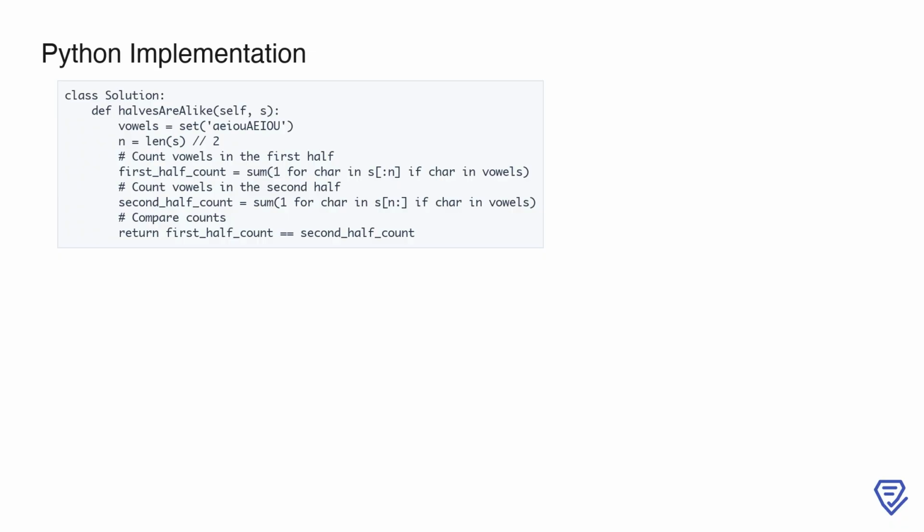3. We calculate the midpoint of the string s using len(s) // 2. This is possible because the problem guarantees the string length is always even. 4. We count the vowels in the first half of the string using a generator expression inside the sum function. The expression iterates over each character in the first half, checking if the character is in the vowel set and adding 1 for each match. 5. Similarly, we count the vowels in the second half of the string using the same approach. 6. Finally, we compare the vowel counts of the first and second halves. If they are equal, the method returns true, otherwise, it returns false.